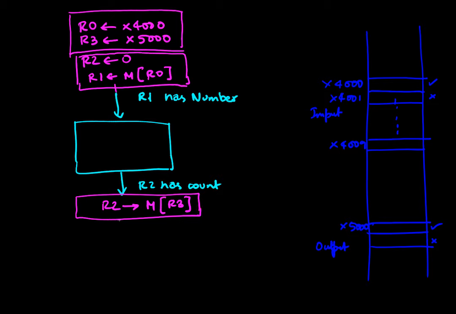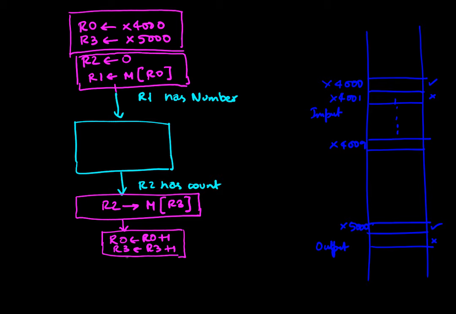So at this point, I'm simply going to take my R2, so let's look at our registers, R0, and increment it by 1. And also, while I'm at it, I'm going to increment my R3 by 1 also, so that I can get to the next location, and the result will go at the next location.